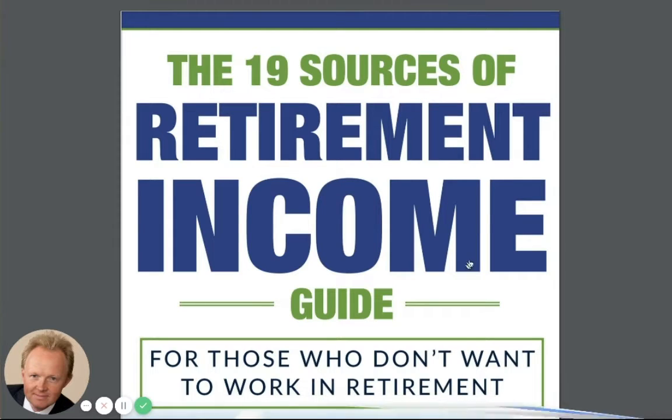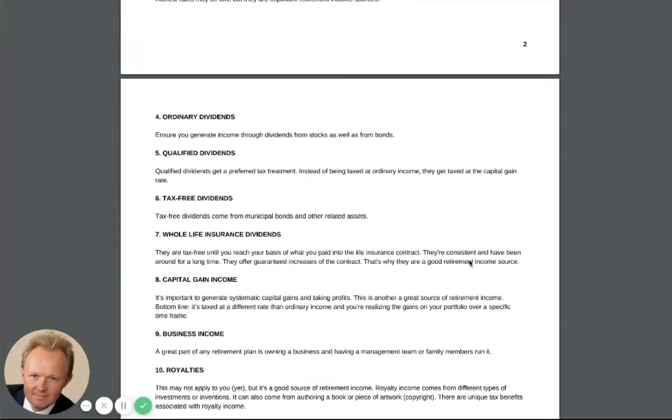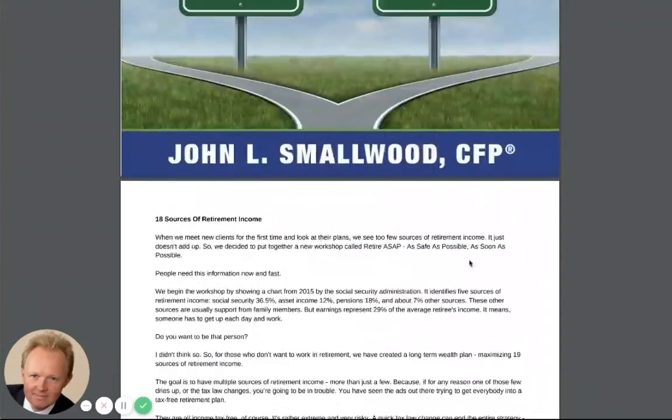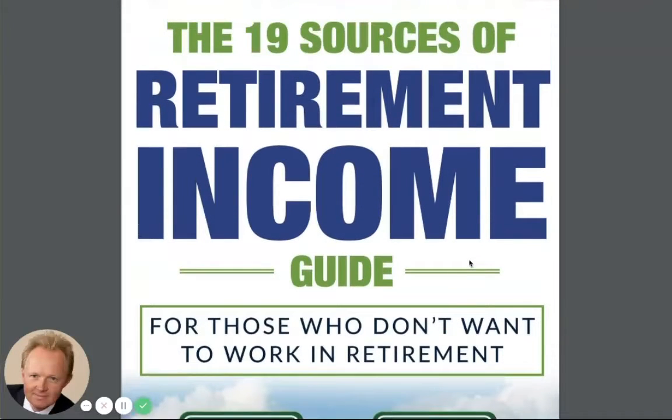We're continuing on the 19 sources of retirement income. And today we're going to focus on qualified dividends versus ordinary dividends, which is number 4 and number 5 in the guide. The nuances in this are pretty deep, so we're going to dive in.